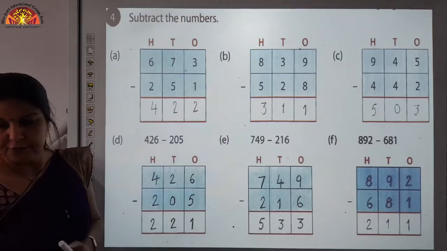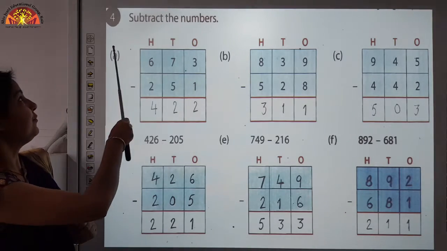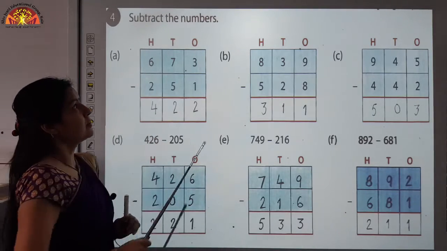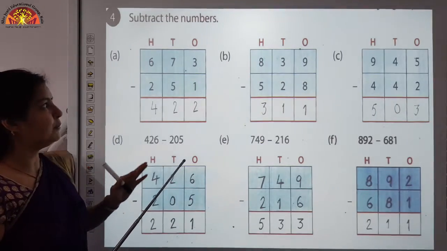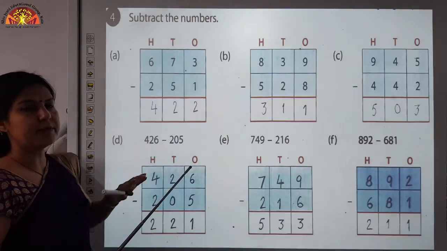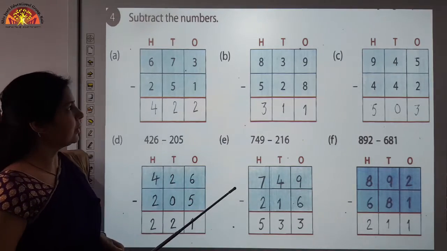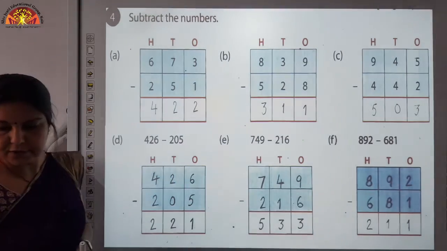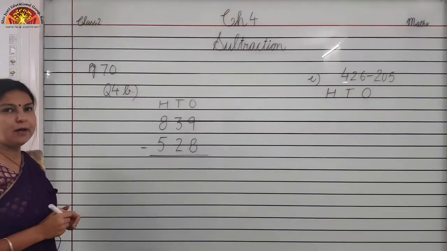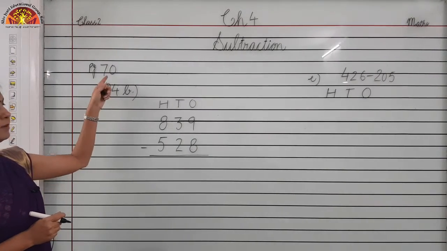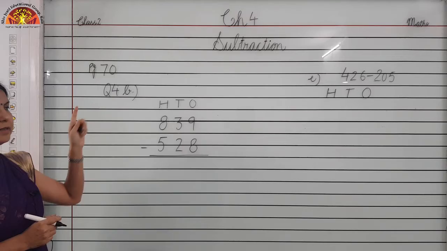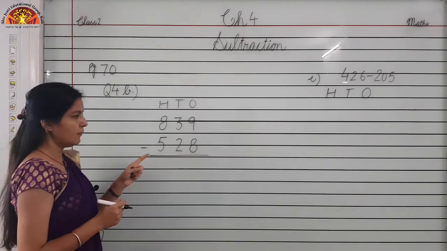Now children, we will see question number 4, subtract the numbers. Here we will subtract the numbers, 3-digit numbers from the 3-digit number. So let's move on the board again. We will see again two sums of this question on the board. Now we will see question number 4, page number 70. This is B part of this question. Now we will solve again these numbers.